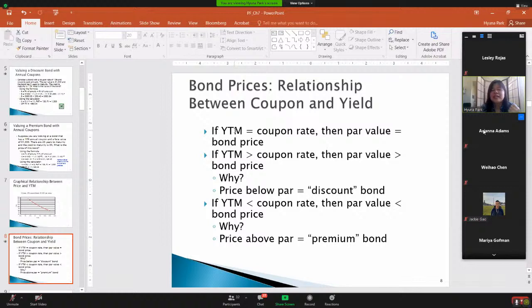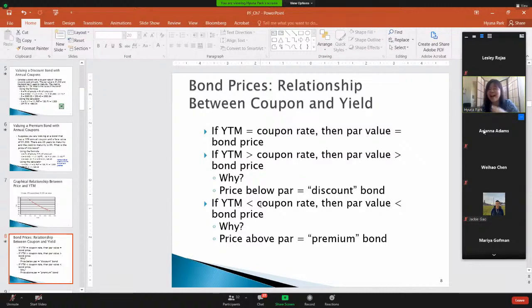So when yield to maturity is equal to the coupon rate of the bond, that means the bond price is equal to the par value. When yield is higher, that means the coupon rate is lower, then that's a discount bond, meaning that bond price is lower than the par value because the coupon rate is not high enough. So investors will not be willing to pay the par value, so there should be a discount.